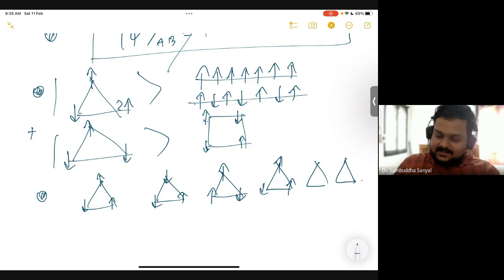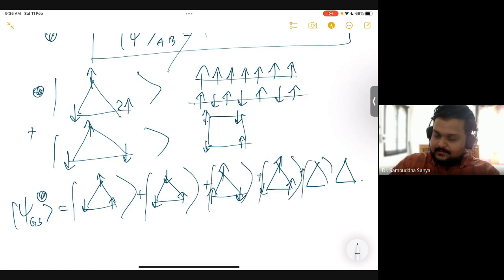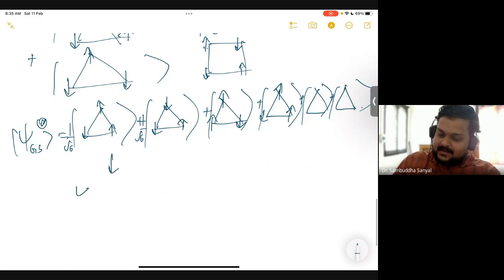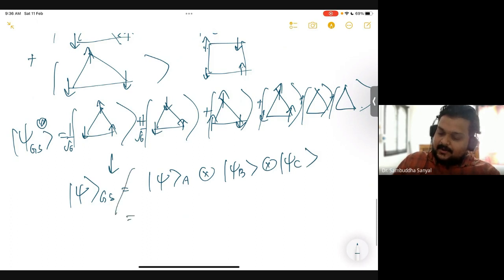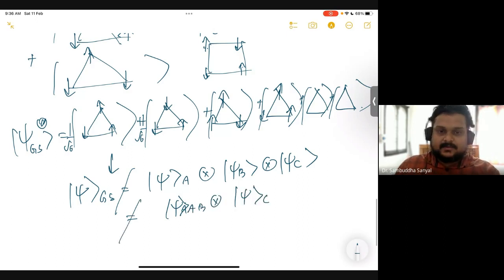Okay. So that means the ground state of this 3-spin system is this, with a coefficient, let's say 1 by √6, such that it is normalized. Right. Now, such a thing, this ground state, you can never decompose into a basis that is of A, B, and C, or any other form. It cannot be even this psi AB psi C. It cannot be even this also. So there is no suitable basis where you can do this.